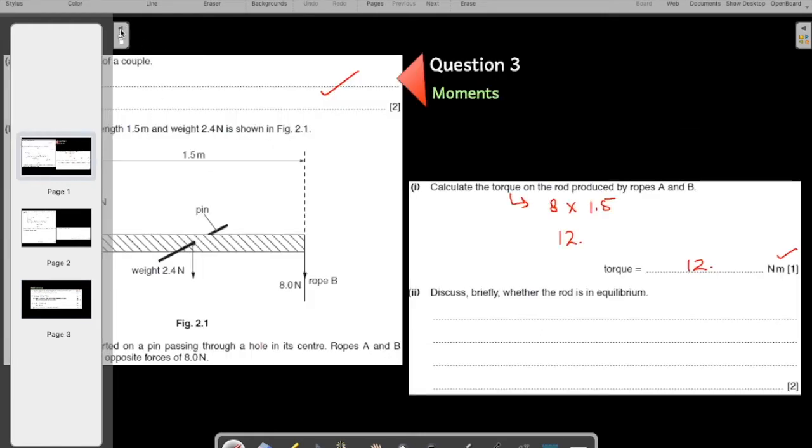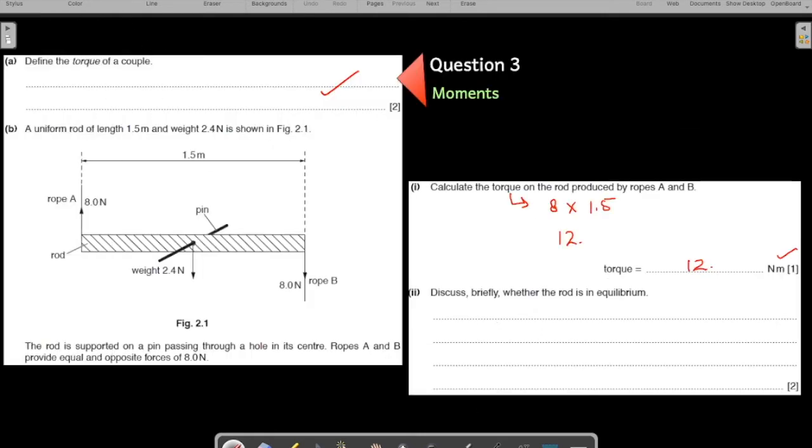Alright. Now discuss briefly whether the rod is in equilibrium. Now there are 2 conditions required for an object to be in equilibrium. What are the 2 conditions? Resultant force should be equal to 0 and the resultant or the net moment should also be equal to 0, and both the conditions should be fulfilled.